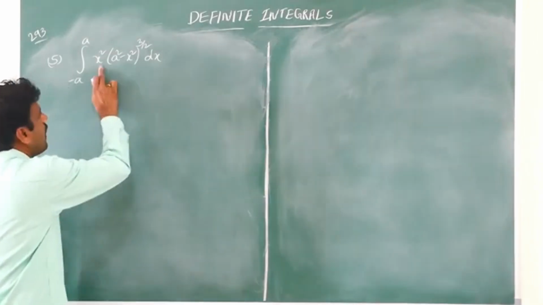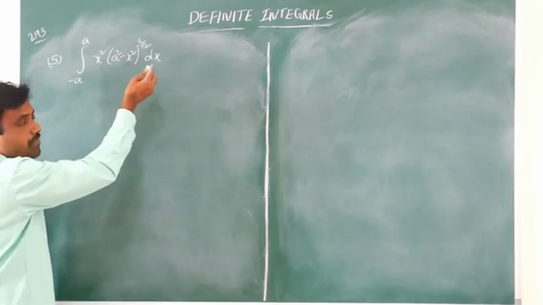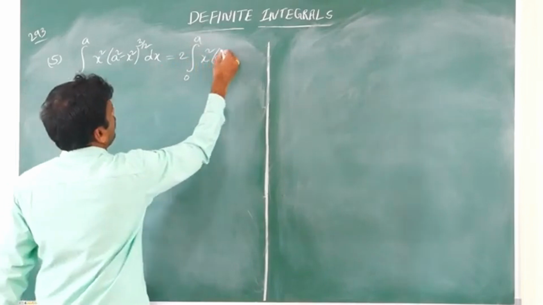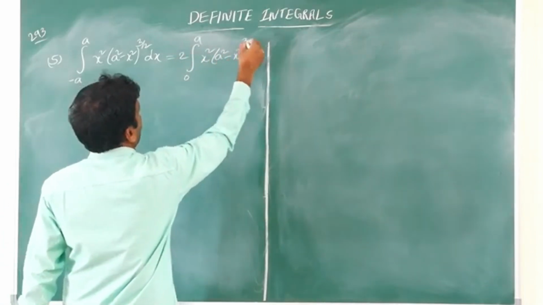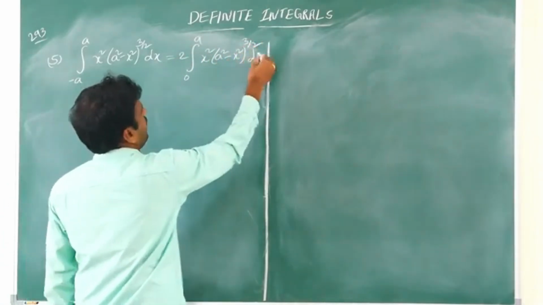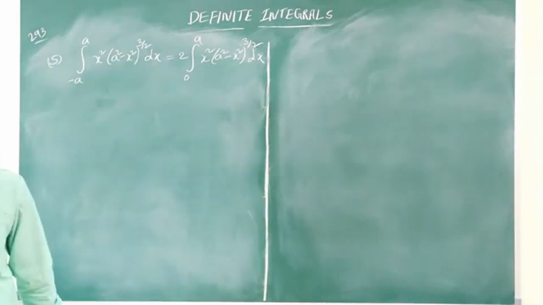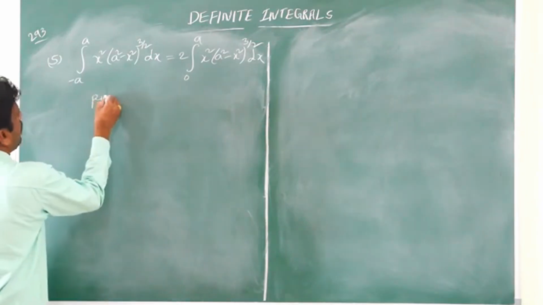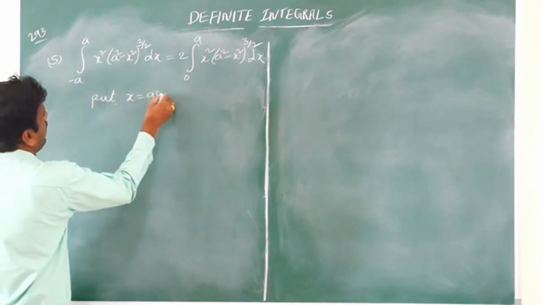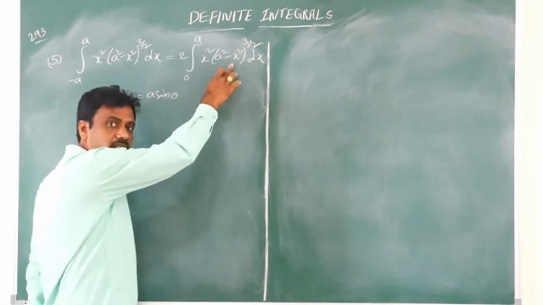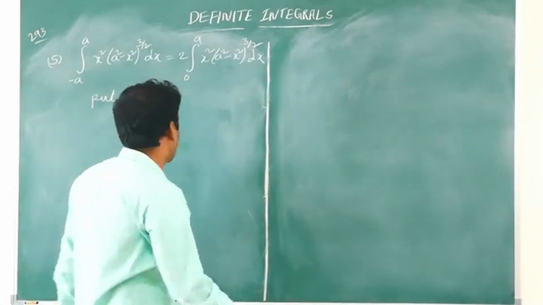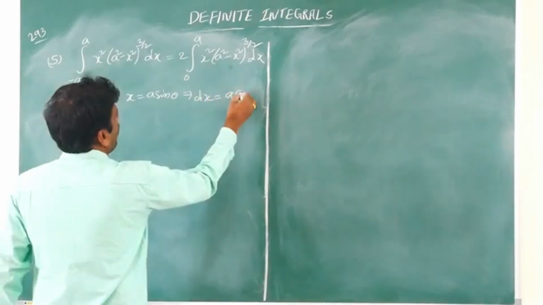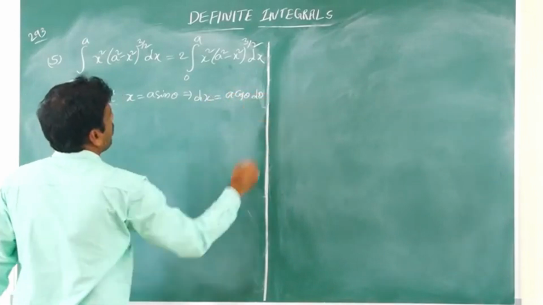That means even or odd, power even, even, even. Therefore, 2 into integral 0 to a x square into (a square minus x square) power 3 by 2 dx, because it is even. Now put x equal to a sin theta, because a square minus a square sin square theta is a square into 1 minus sin square theta, that is a square cos square theta. That implies dx equal to a cos theta d theta.